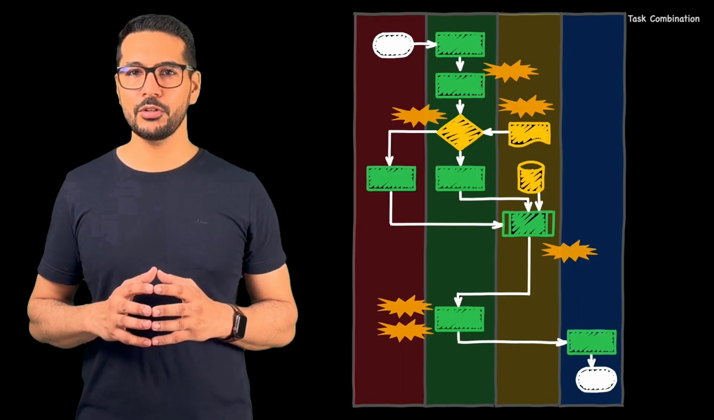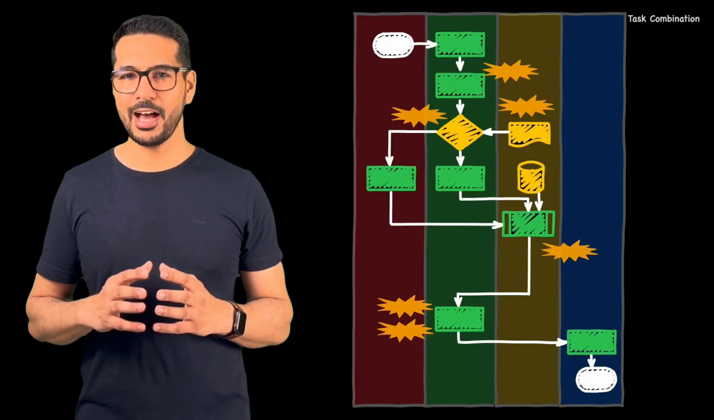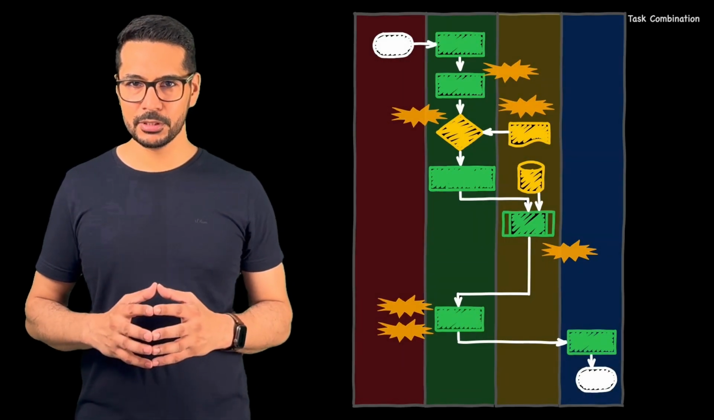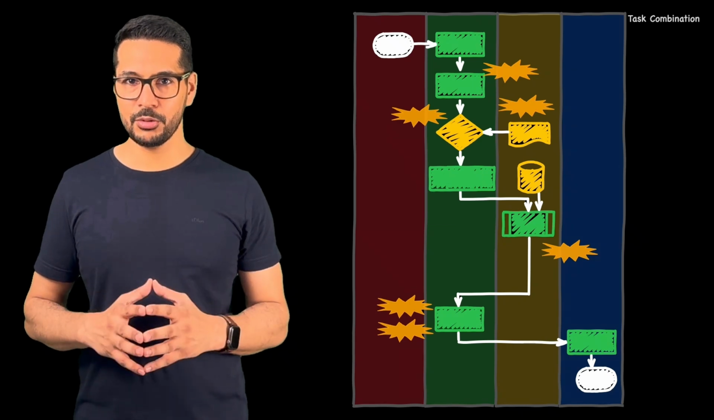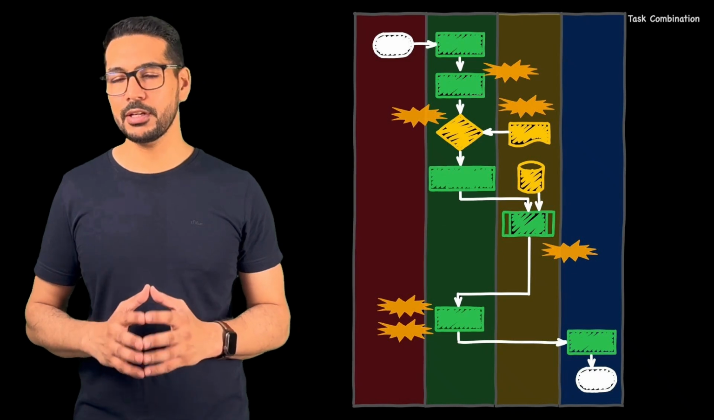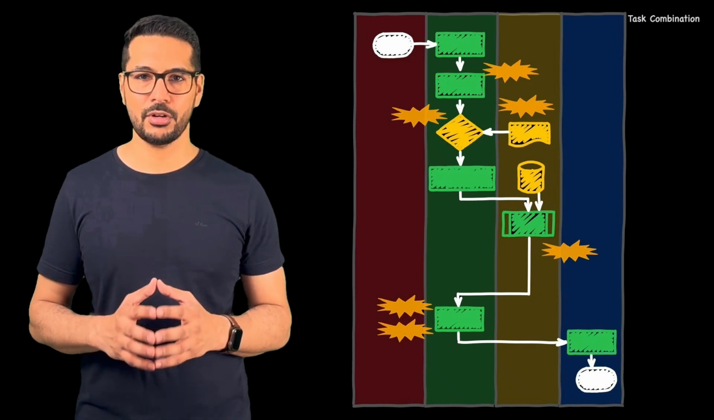This is how we can use the element of task combination to check if we can use it anywhere in our process. If we can, it will reduce the total lead time and reduce the waiting time in the process for any task.